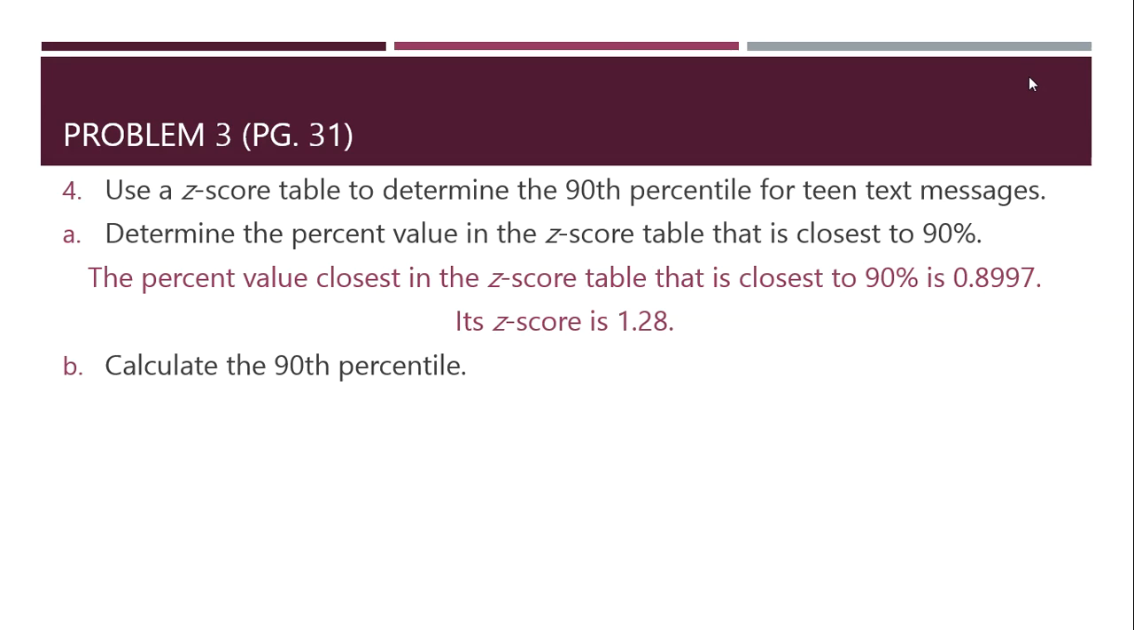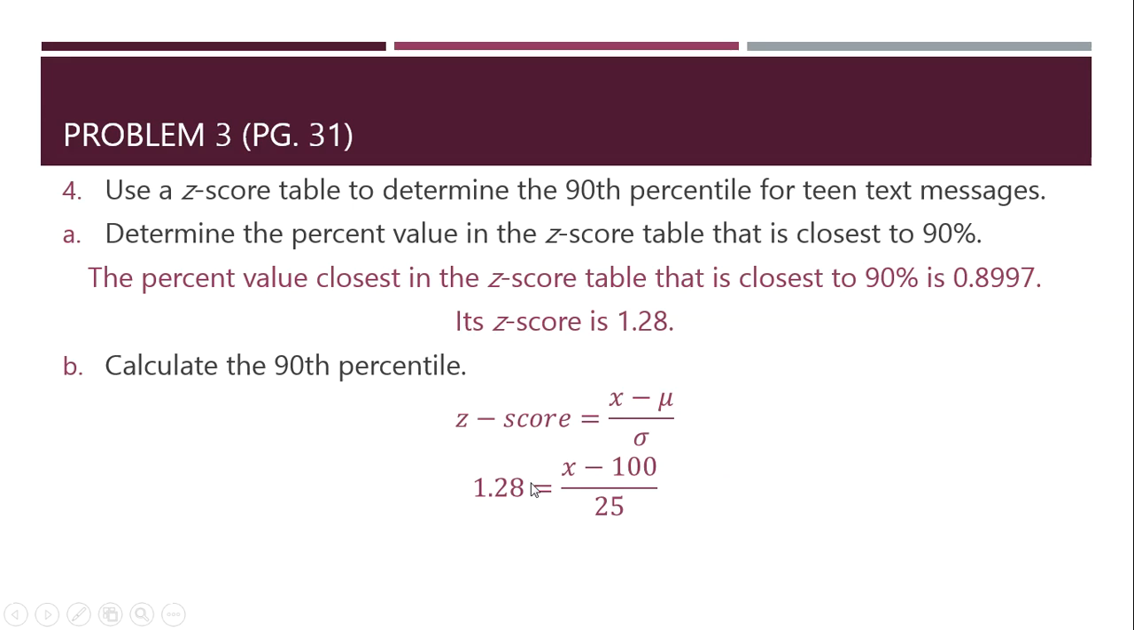So what I'm going to do is come back to that z-score formula we had, because I know a lot of things. I know the z-score. I can plug that 1.28 right in. I know what the mean is. The mean is 100 text messages, so I can plug that right in. And I know what the standard deviation is. It's 25, so I can plug that in too. And now that you're looking at it, you realize how easy this problem is.